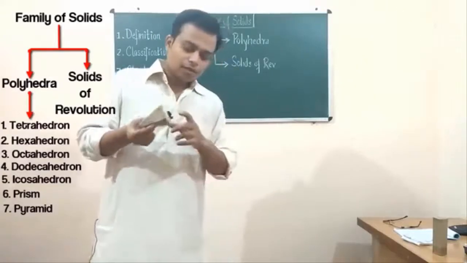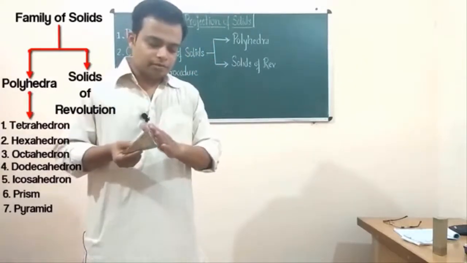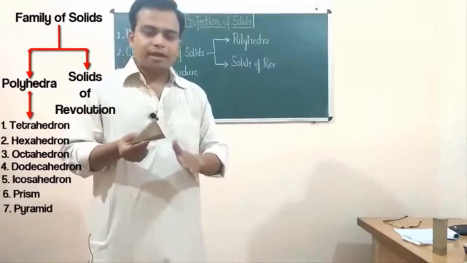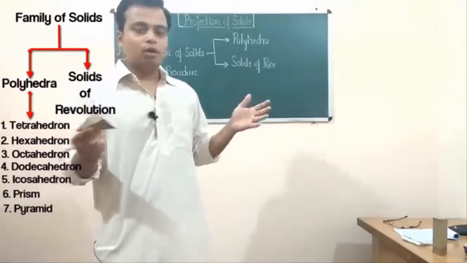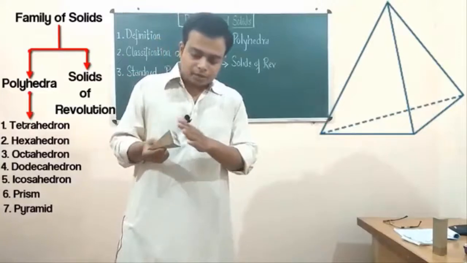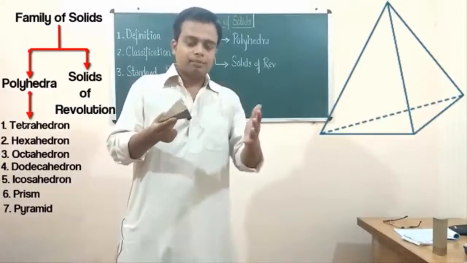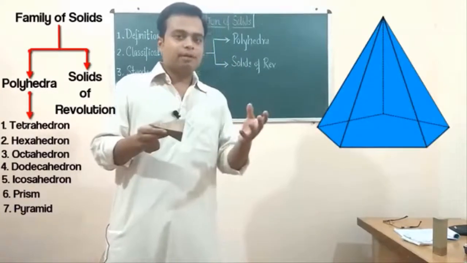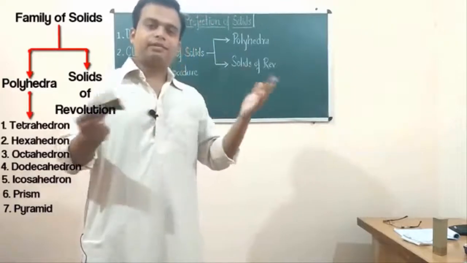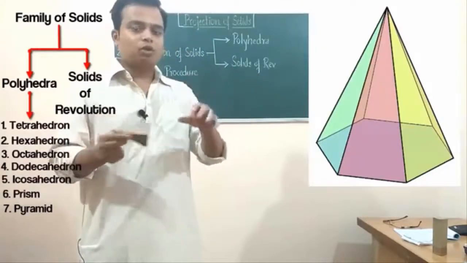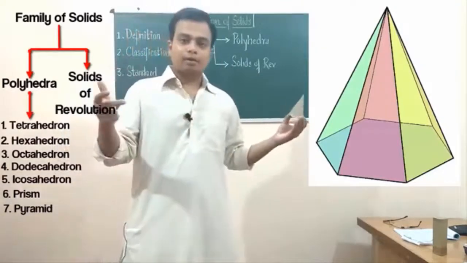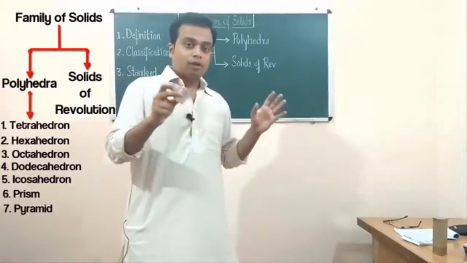Now, if this base, let's say we replace this square with a triangle, then that sort of a pyramid is what you call a triangular pyramid. Let's replace it again with a pentagon, then that sort of a pyramid is a pentagonal pyramid. Let's replace it again with a hexagon, then that sort of a pyramid is what you call a hexagonal pyramid. All right, so that was all about polyhedrons.